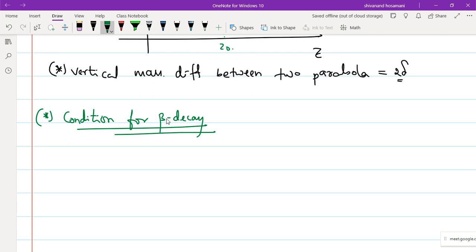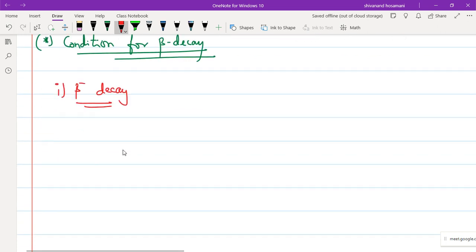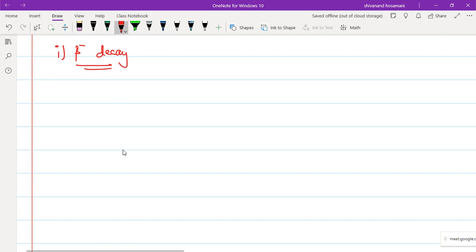Condition for beta decay. Generally we call it beta decay. In this there are two types. One is beta minus decay, the other one is beta plus decay. What is the condition for beta minus? What do you mean by beta minus? Beta minus is nothing but emission of electrons. Electron emission we call beta minus, positron emission we call beta plus.